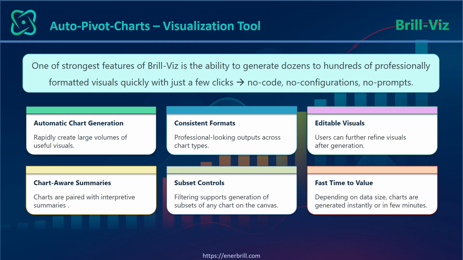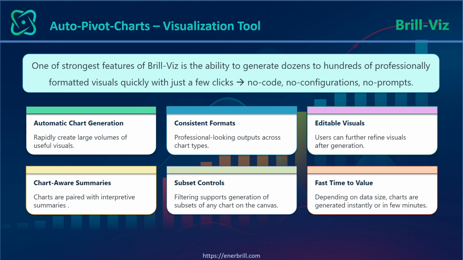If one is not satisfied with the number of charts or the kind of charts or the key facts generated by executive snapshots, you can always go to Brill-Viz visualization tool, which is auto pivot charts, one of the strongest features of Brill-Viz, which provides you the ability to generate dozens to hundreds of professionally formatted visuals quickly with just a few clicks. No code, no configurations, no prompts.